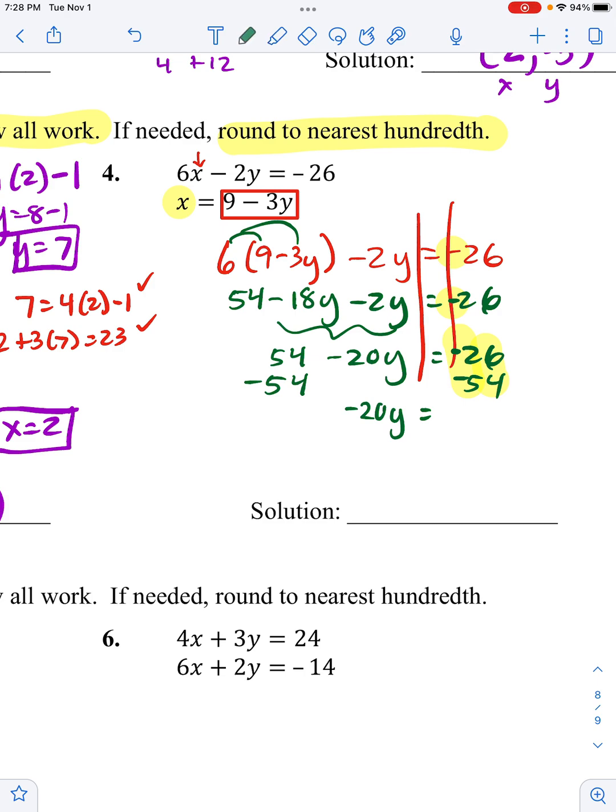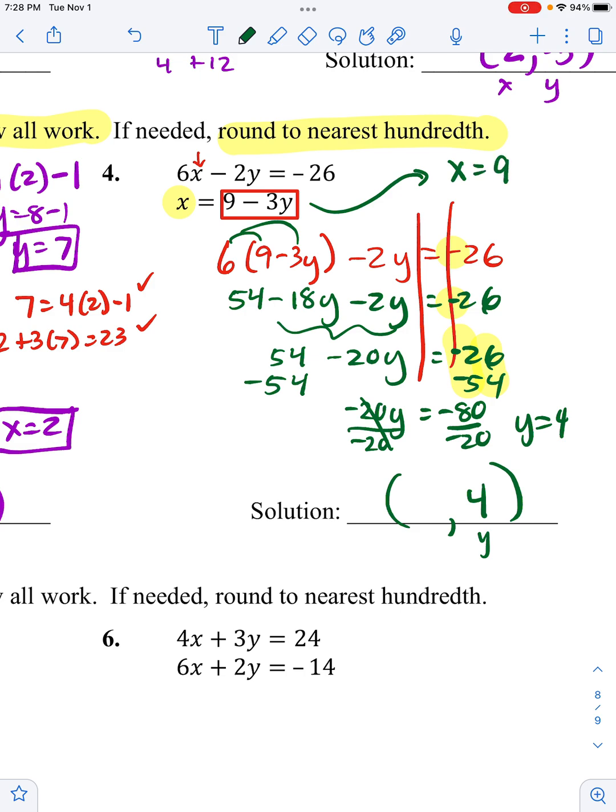When you put negative 26 minus 54 into your calculator, you're going to get negative 80, which I love because then when I divide by negative 20, I don't get a yucky fraction like I was on my way to getting. I get 4. That makes me happier. Okay. So that's my y. I need to go find x. Well, this one tells me that x will equal 9 minus 3 times whatever you just got for y. So 9 minus 12. So x is going to equal negative 3.